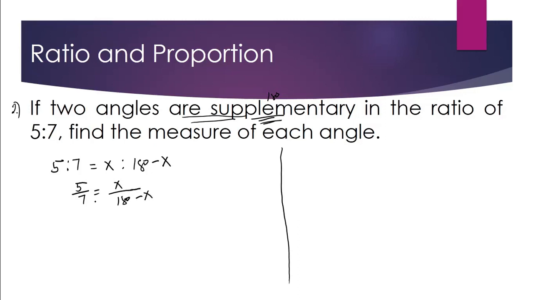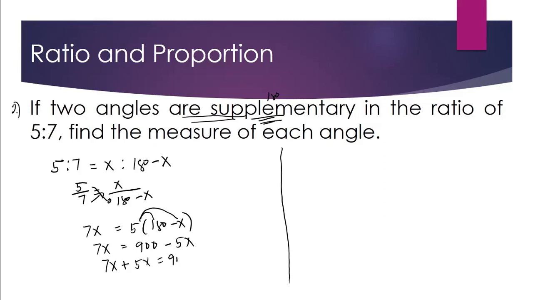Then let us use cross multiplication to solve for this. We have 7 times x, that is 7x. It is equal to 5 multiplied by 180 minus x. Let us simplify further. We have 7x. Distributive property, 5 times 180 is 900 minus 5 times x is 5x. Let us use APE. We have 7x plus 5x is equal to 900.